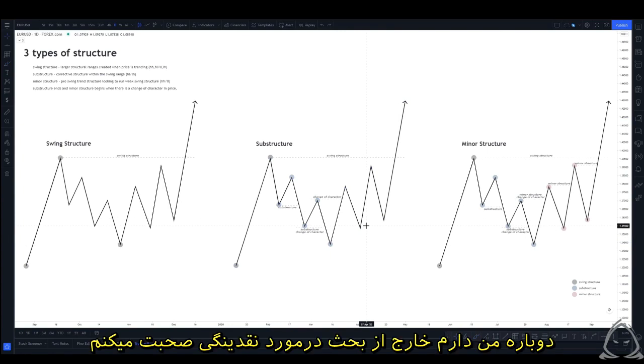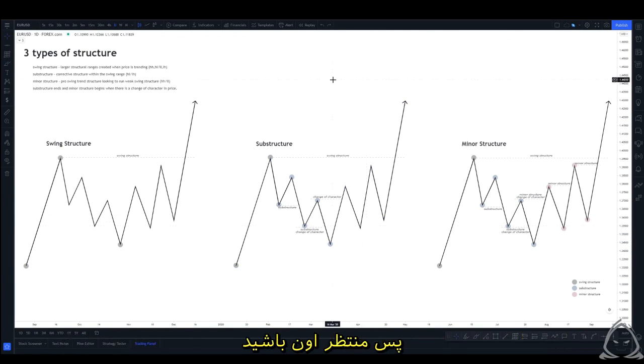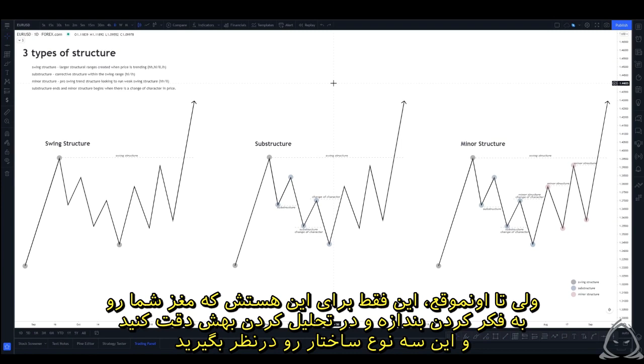Again, I'm speaking a little bit out of turn in terms of liquidity. We're going to dive into liquidity in so much detail in the next section, so stay tuned for that. But until then, this is just to get your mind thinking as you're navigating the charts, as you're looking at these three different types of structure.